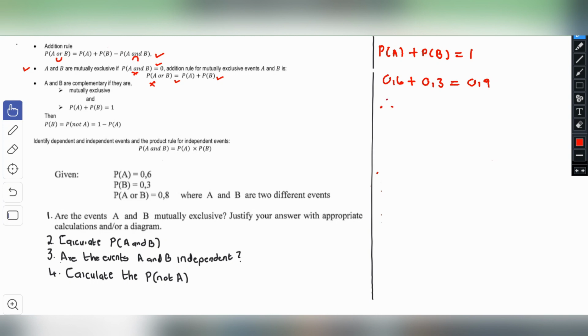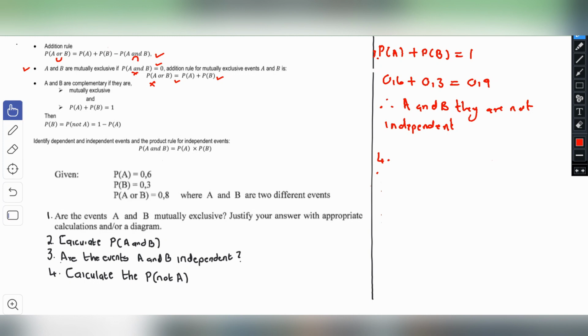Therefore we can conclude that event A and event B are not independent, right? Because when we add them we don't get 1. Therefore we are done with number 3. This is how we solve for number 3. So now we come to question number 4.